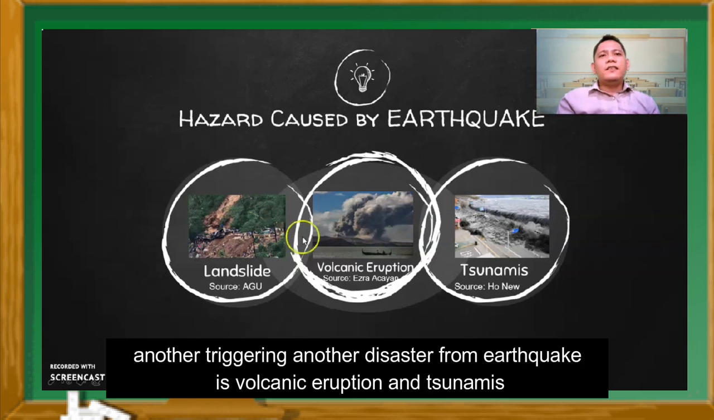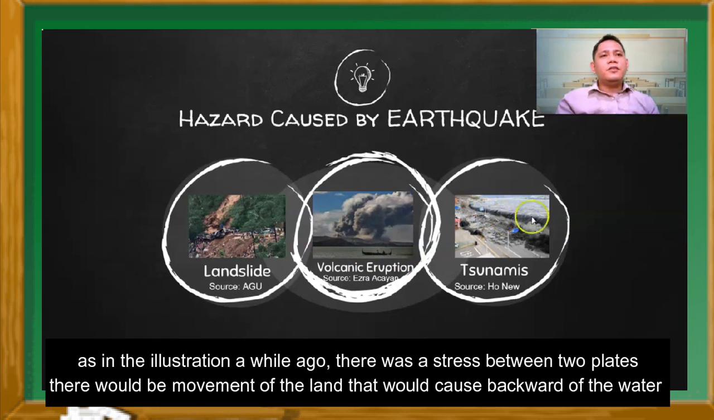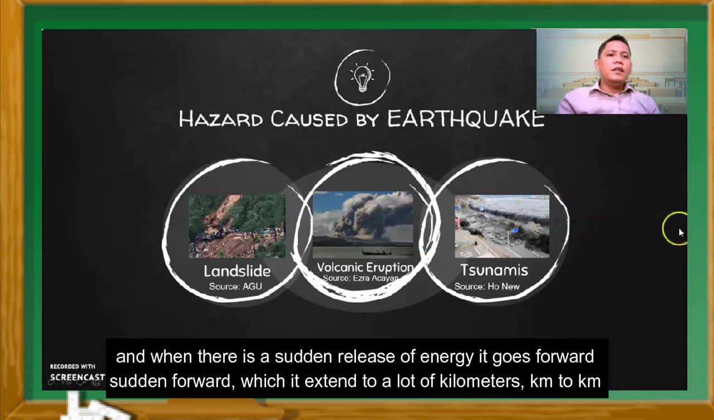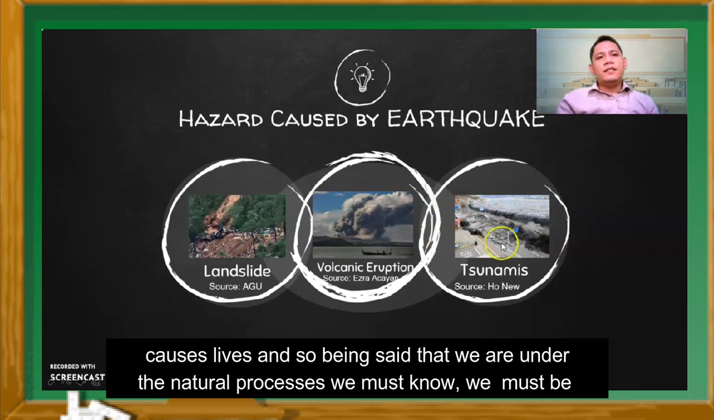Okay. So another disaster triggered by the earthquake is volcanic eruption, and then tsunamis. As in the illustration a while ago, there will be stress between two plates. There would be movement of the land, and that causes the water to draw backward. And then when there's a sudden release, there's a sudden forward surge of the water, which extends to a lot of kilometers. It costs lives.